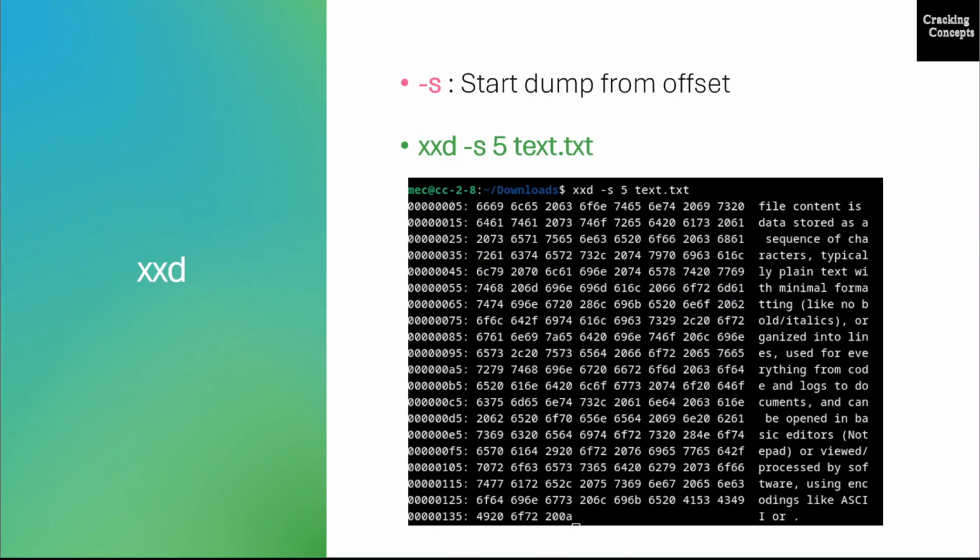To start dump from the given offset, we give the option -s. So the command is xxd -s 5 text.txt. So this is the offset position in the file where the data begins, followed by the hexadecimal representation of file data, and finally the ASCII equivalent of the hex bytes.